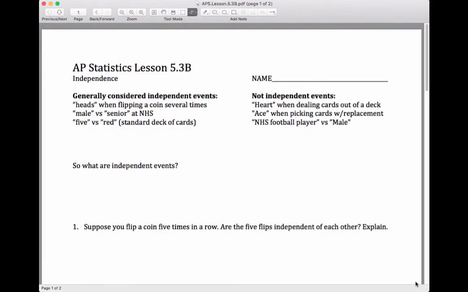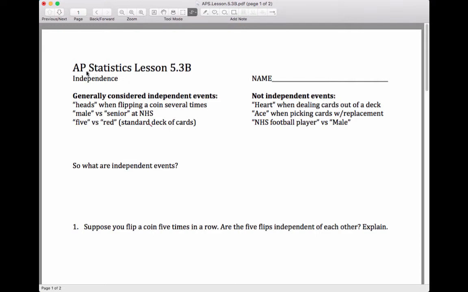Now I would like to walk through the second part, maybe it's actually the third part, of Lesson 5.3. For this, you'll need the PDF that is on the e-learning page for today. It's the Lesson 5.3b. And it's about independence of events.